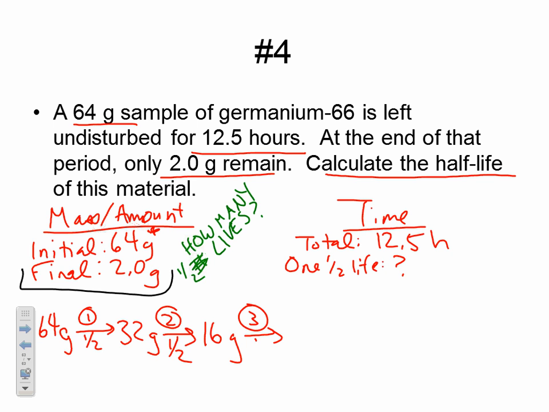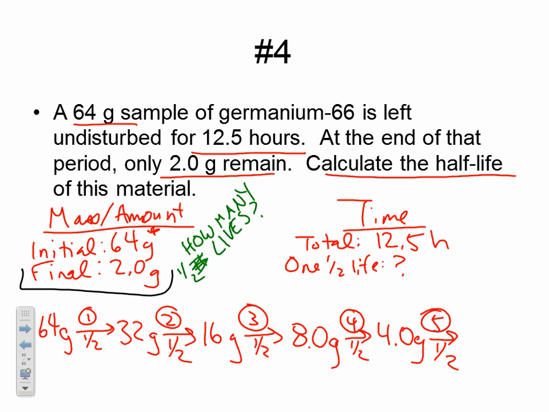16 divided by 2 again is 8. That is not the amount that we have. We've got 2. We're going to keep going. So we let it undergo a 4th half-life. We take half of that. We get 4 grams. That is not the amount that we have. We've got 2 grams, so we've got to do this again. We let it sit for a 5th half-life. Take half of it. We get 2 grams, which is the final amount that we have, which tells us that this thing must have undergone 5 half-lives, right?